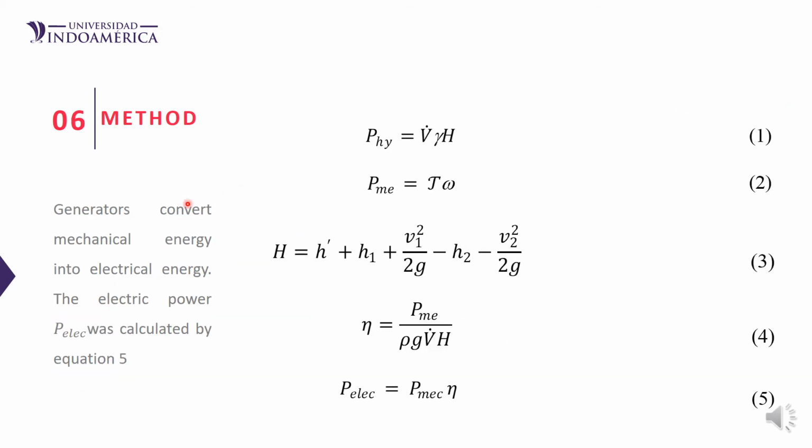Now, the generators convert mechanical energy into electrical energy. The electric power P_ELC was calculated by equation 5. Electric power is equal to the mechanical power times the performance.